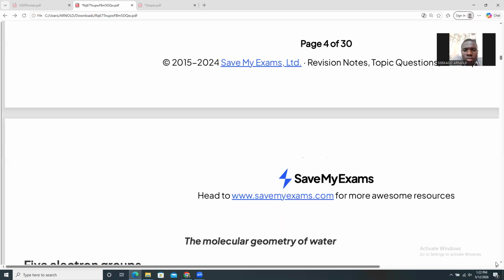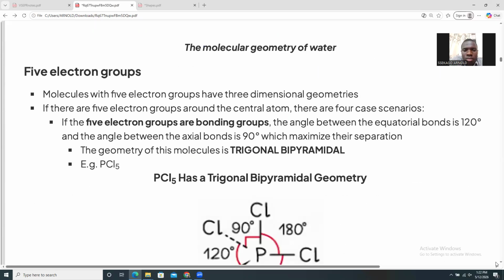So, 5 electronic groups. Now for 5 electronic groups, 5 lines. Don't forget what an electronic group means: a single bond, a double bond, a triple bond, or electrons. You can have 5 lines, like here, the one in phosphorus pentachloride, PCl5.